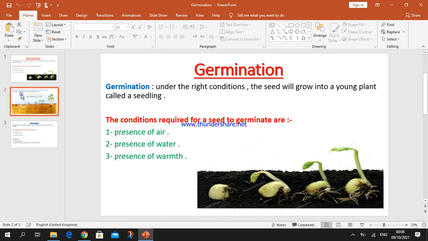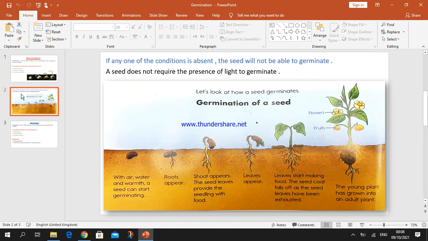Okay? Look at the diagram in front of you. This is the germination of the bean seed, okay? If any one of the conditions is absent, the seed will not be able to germinate. A seed doesn't require the presence of light to germinate, okay? So, number 1, with air, water, and warmth, what happens to the seed? The seed can start germinating, okay?